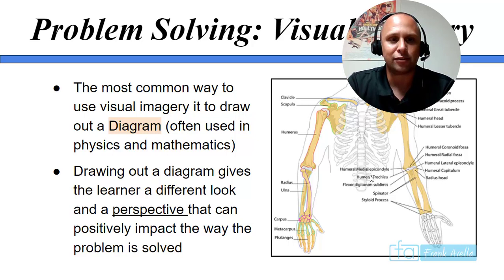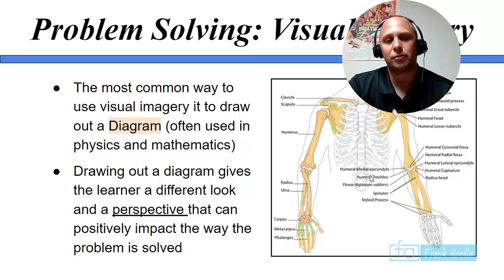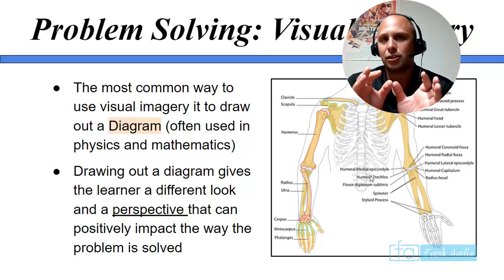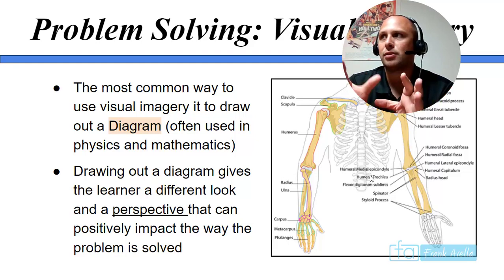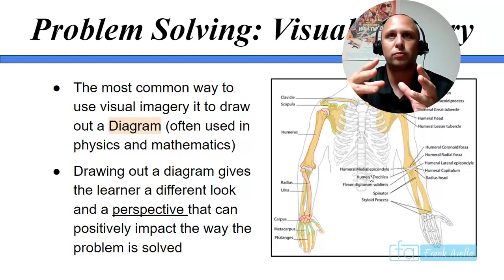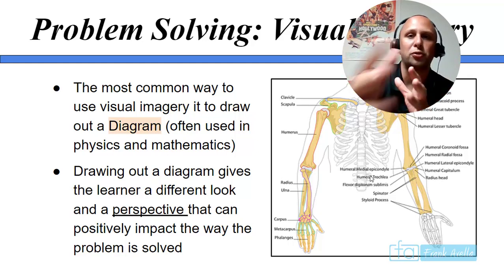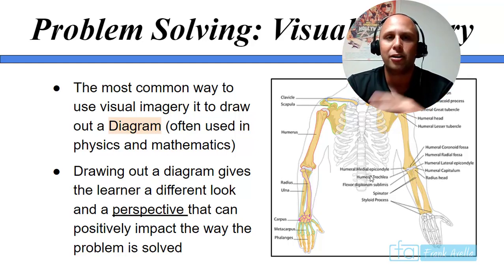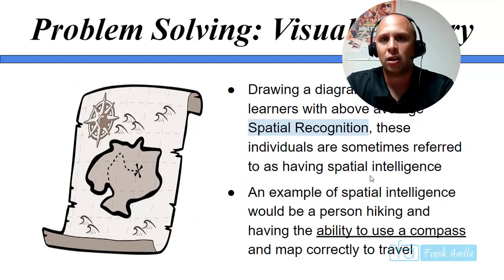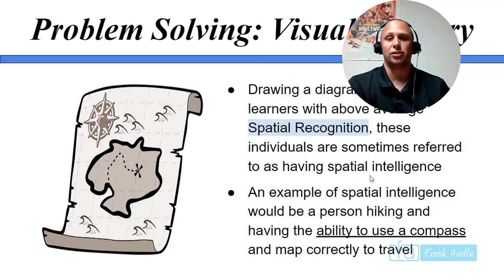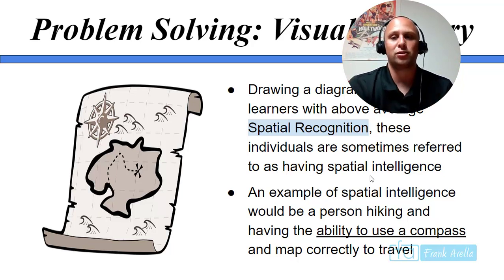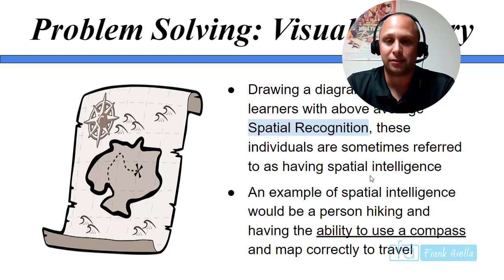So drawing out diagrams gives learners a different look and a perspective that can positively impact the way a problem is solved. Remember, earlier in this training, we talked about solving problems. The detective wants all different perspectives. So this whole strategy here, visual imagery, is another perspective. We said analogies, we said trial and error, all different ways. And drawing a diagram is great for learners with above average spatial recognition. These individuals are sometimes referred to as having spatial intelligence. An example of spatial intelligence would be a person hiking and having the ability to use a compass and being able to map correctly how to travel.